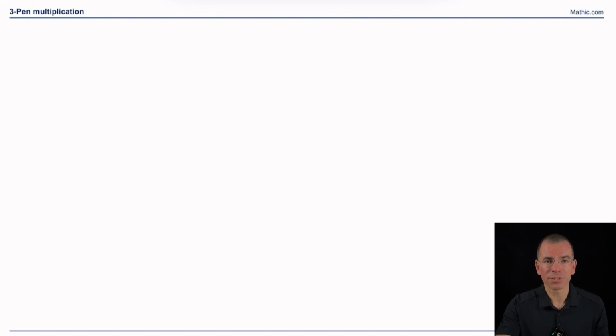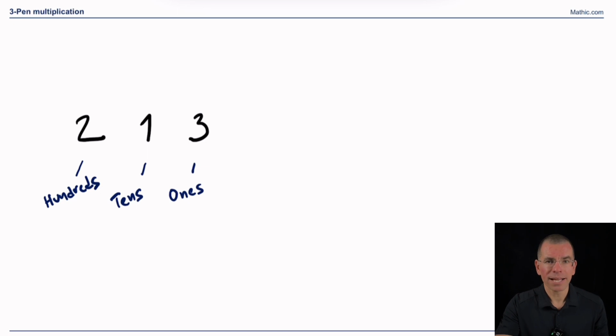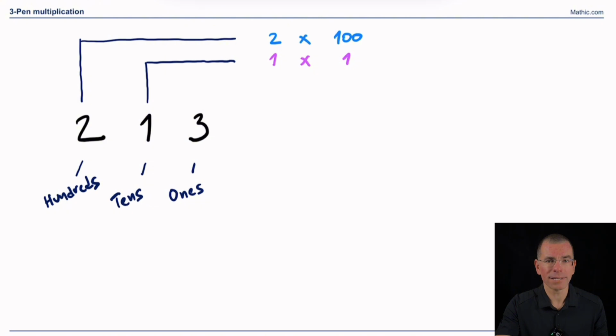Firstly, let's define the structure of each number. Let's take number 213 as an example. The number consists of 3 digits, 2, 1, and 3, and each digit has its specific position. Number 2 is at the position of hundreds. Number 1 is at the position of tens, and number 3 is at the position of ones. In other words, we can write number 213 as 2 times 100, 1 times 10, and 3 times 1.